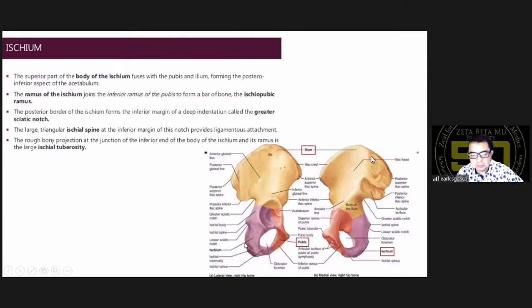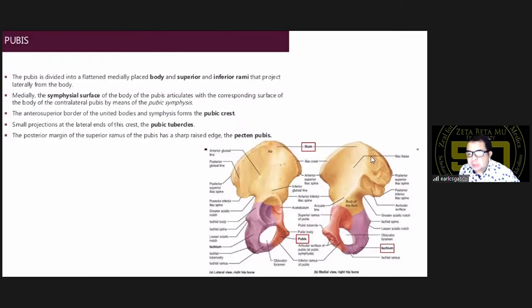It is rough at the inferior end, inferior to the body of the ischium. This portion is also called your sit bone, the part of your ischium where you sit on. Ito yung inuupuan mo. So this is what you sit on, your ischial tuberosity. Okay. Next, we go to your pubis, the red one.